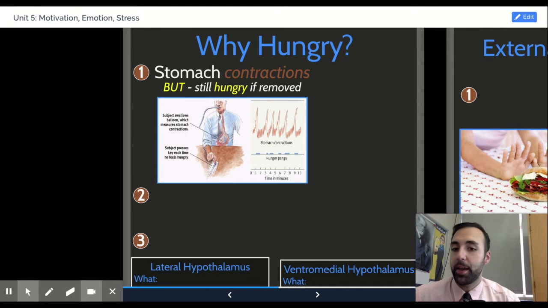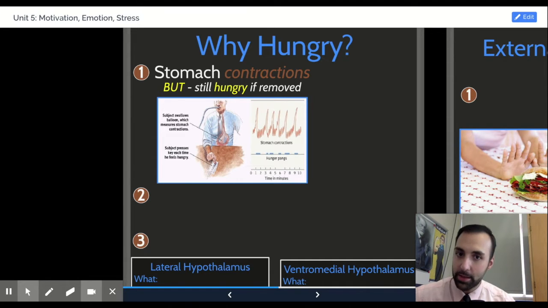In studies, we've had individuals who swallowed this balloon that measures stomach contractions. You can see a visual of that here. Those individuals were then asked to press this key every time they experienced hunger. And what we found is there's a correlation between stomach contractions and hunger. So that is, in fact, one of the physical sensations that can facilitate that hunger drive.